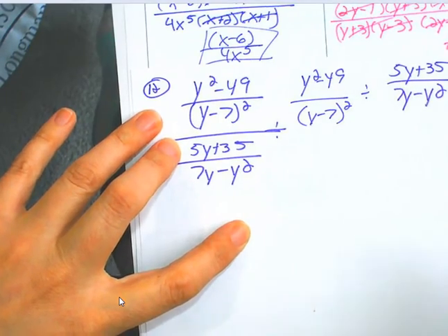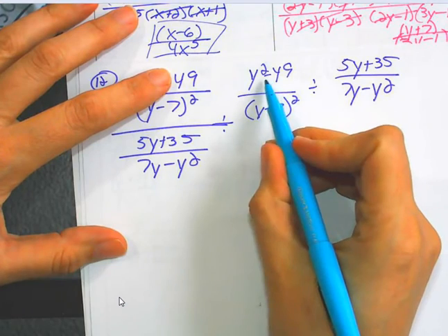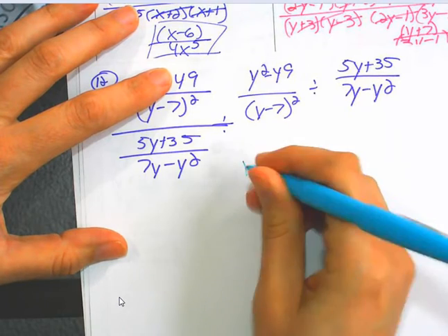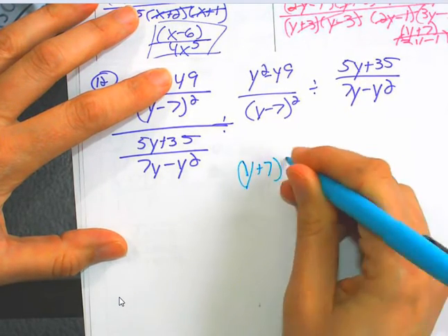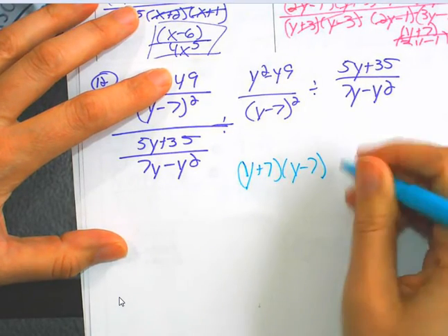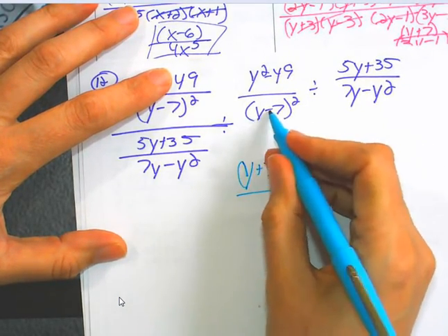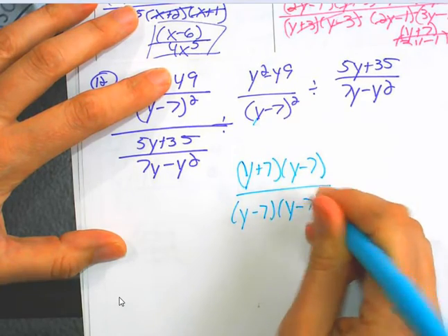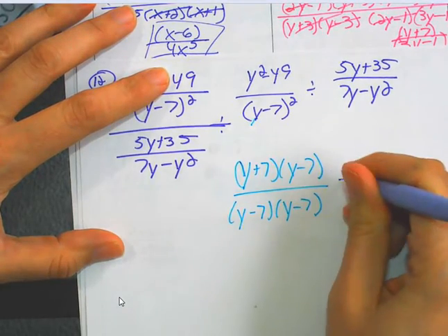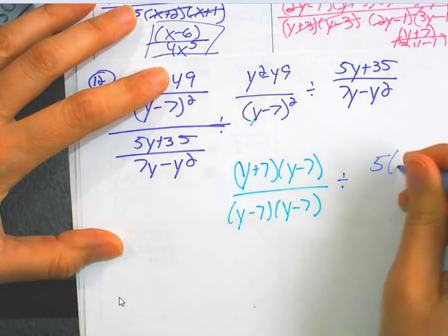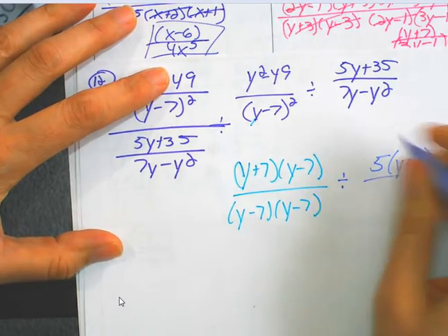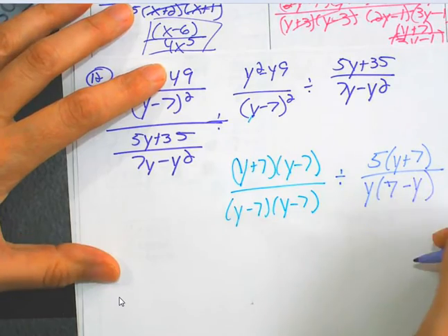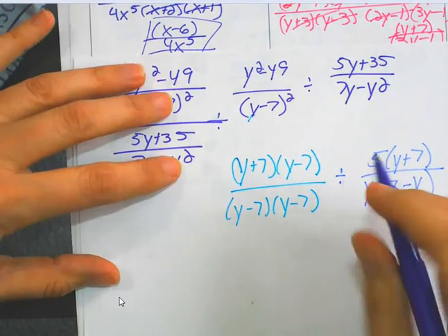Okay, the next thing I'm going to do is go ahead and factor each of these. So this y squared minus 49 is the difference of perfect squares, so that's y plus 7, y minus 7. And then on the bottom here I have y minus 7 quantity squared, which can be written as y minus 7 times y minus 7. And then I have divided by, I'm going to keep that there for now. I can factor out a 5, that's y plus 7. If I factor out a 5, then on the bottom I can factor out a y, which gives me 7 minus y.